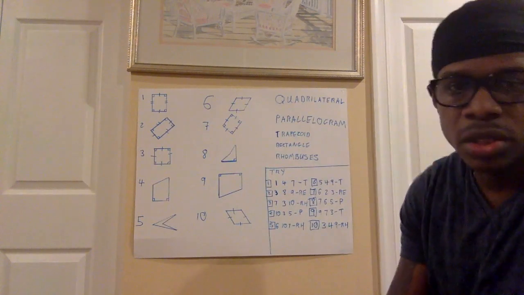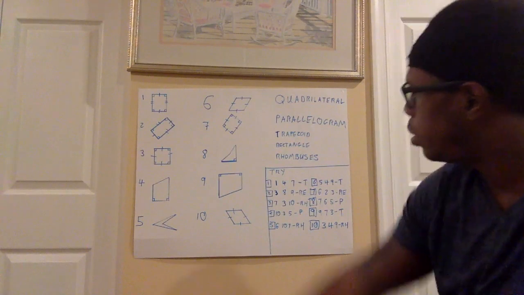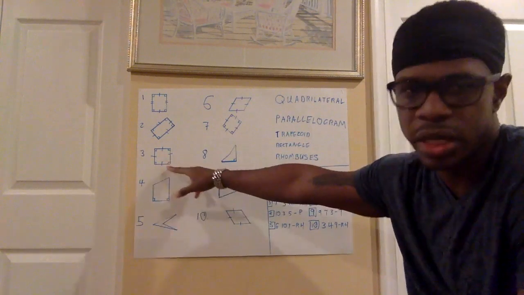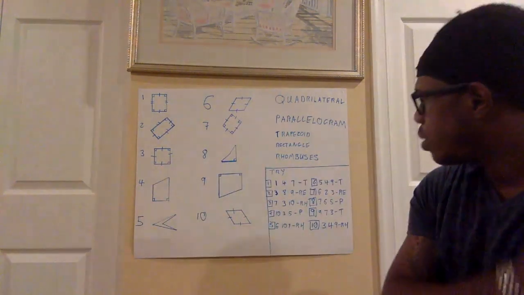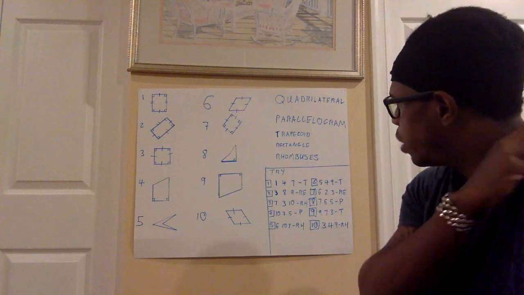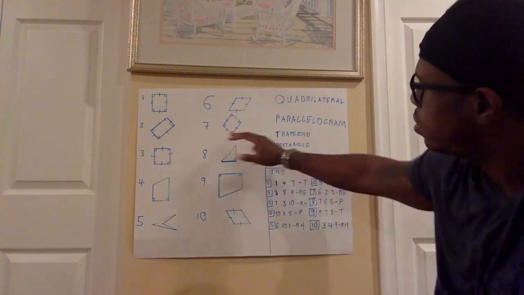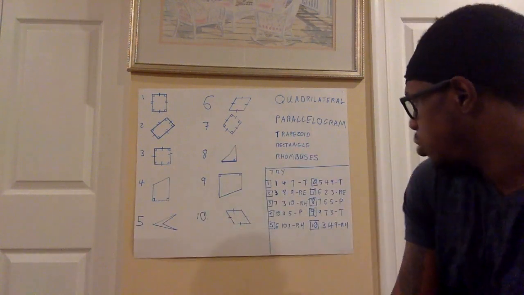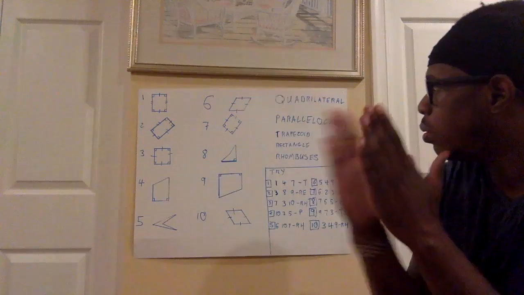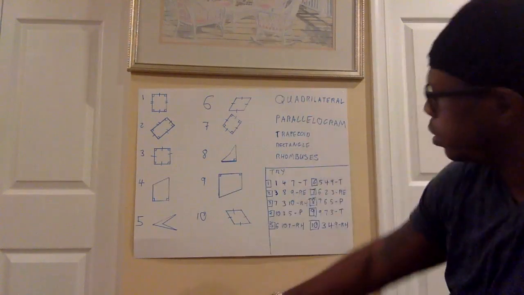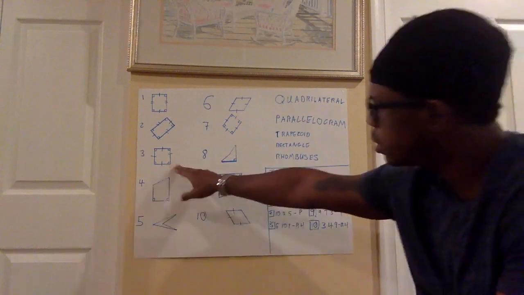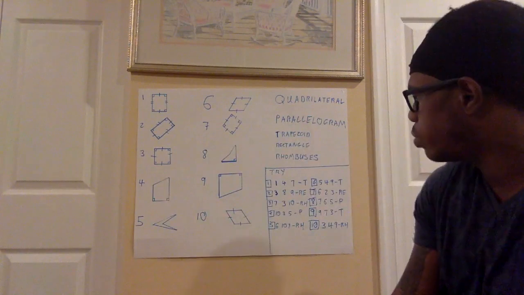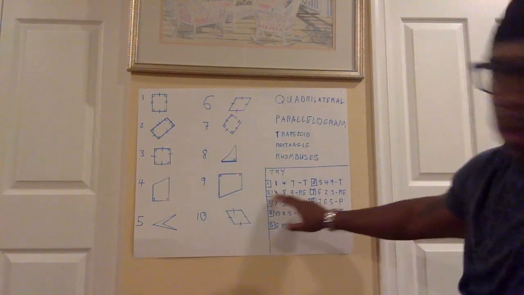Number 2, we're looking for rectangles, and we have 3, 8, and 9. You should only be circling 3 for rectangles. So for number 2, you should only have this one circled. Number 3, we're looking for a rhombus, and we have 7, 3, and 10. You should have all 3 of them circled. This is a rhombus, this is a rhombus, this is a rhombus. All 3 of these are rhombuses. So number 3 should have all 3 of them circled.